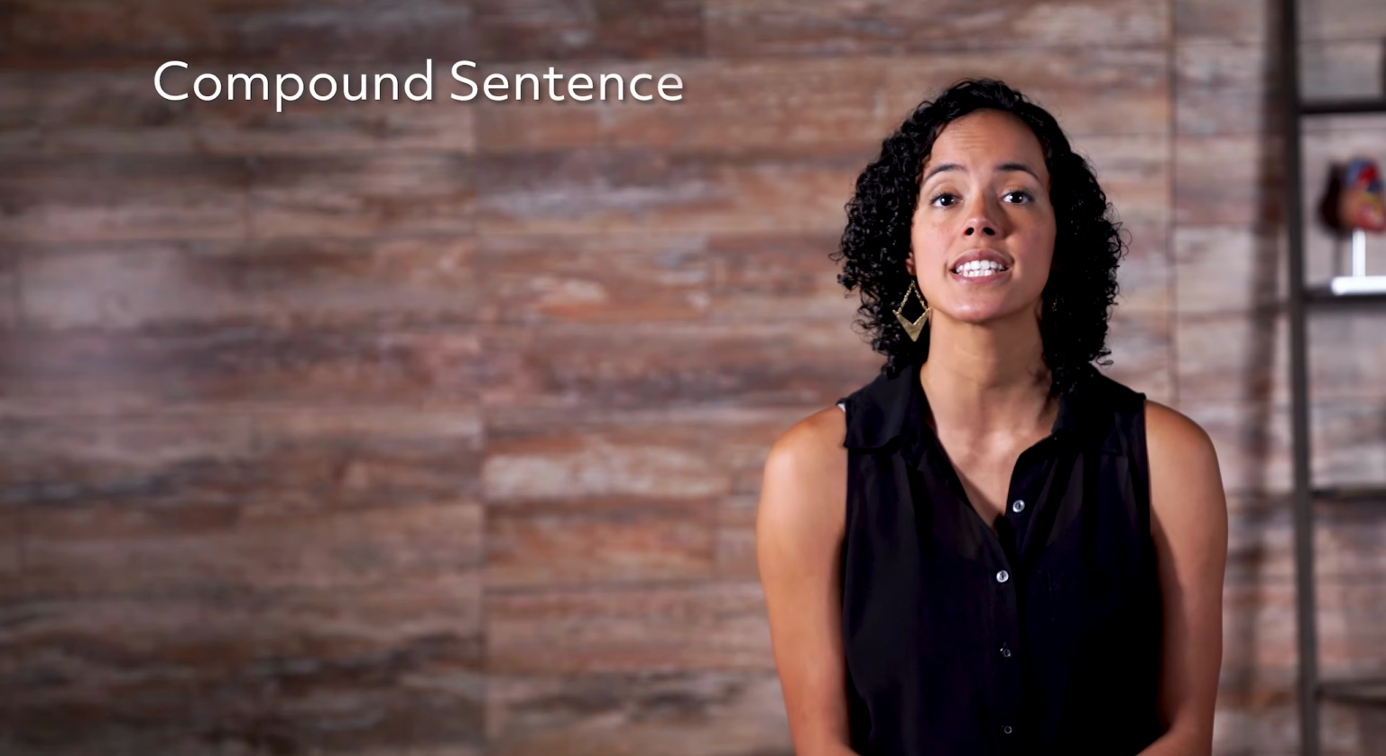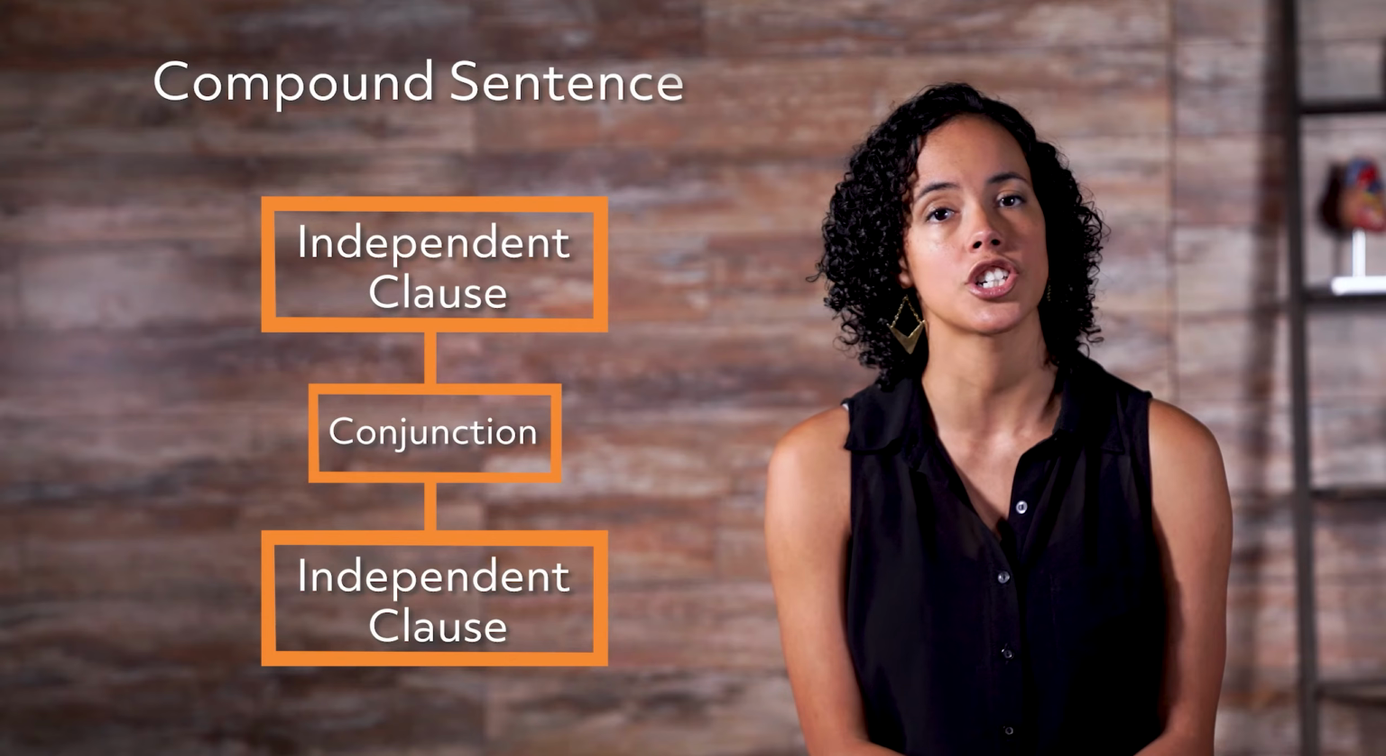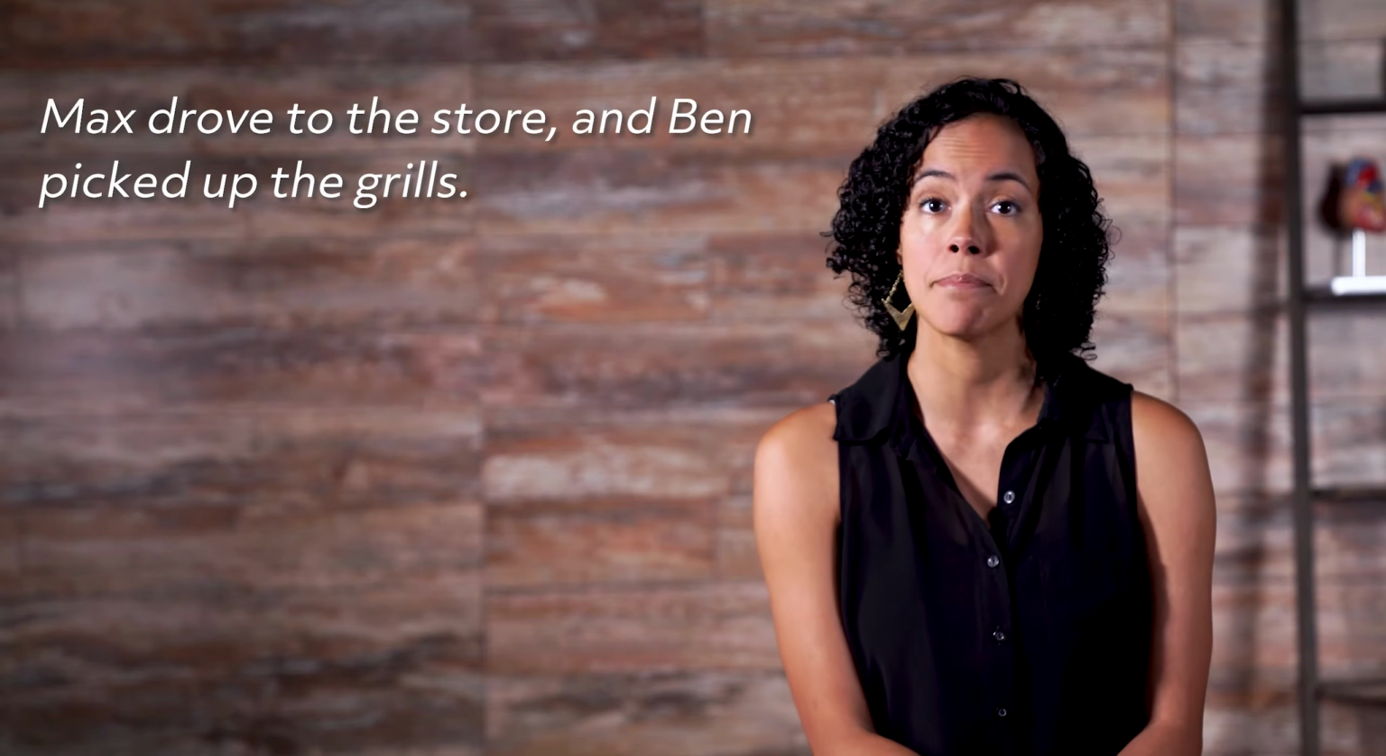Let's move on to the second type of sentence, compound sentences. A compound sentence consists of two independent clauses joined together by a conjunction. Here's an example. Max drove to the store and Ben picked up the girls. Note that there are two independent clauses here that could stand alone as sentences. You could just as easily write, Max drove to the store. Ben picked up the girls. But we've joined these two independent clauses together by using the conjunction and.